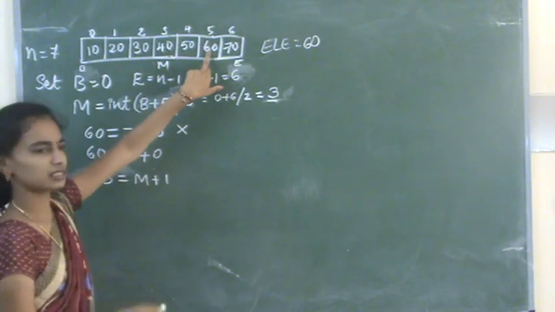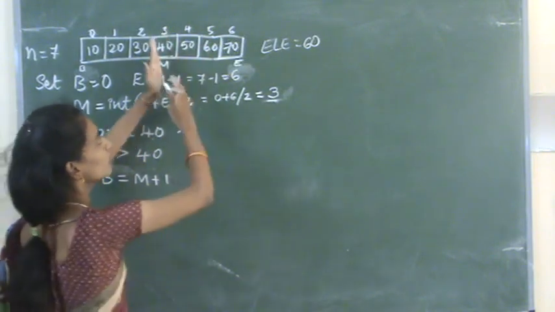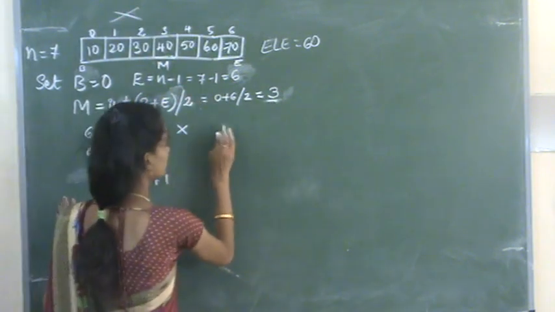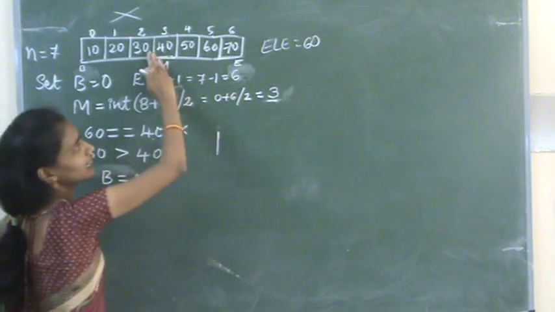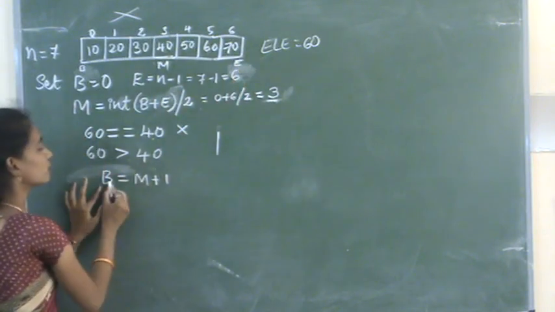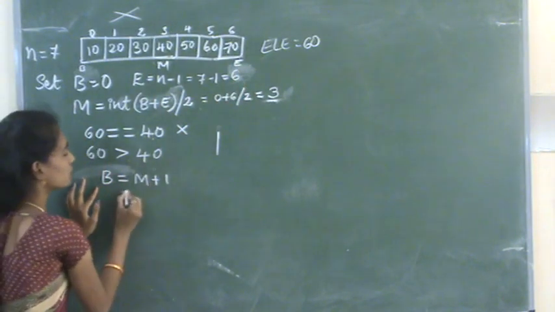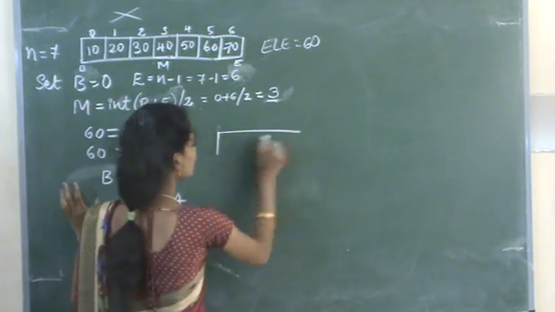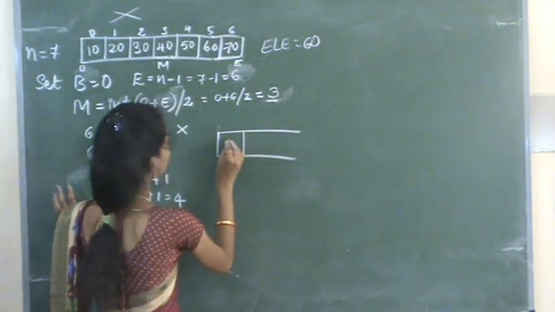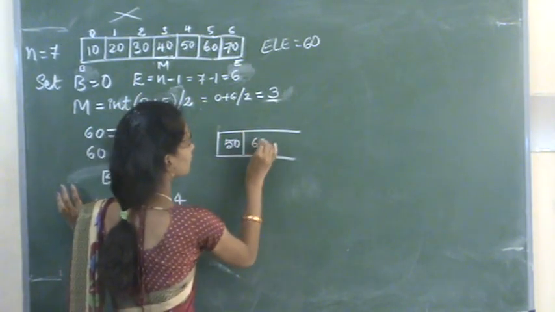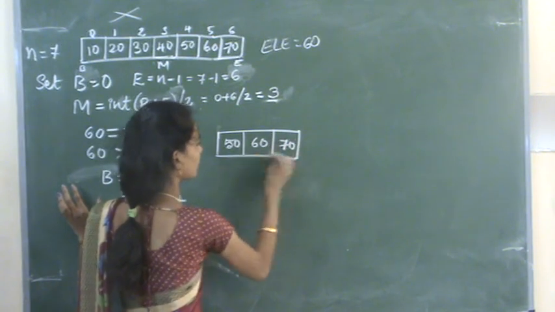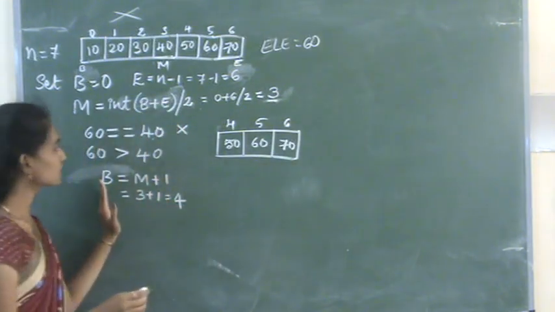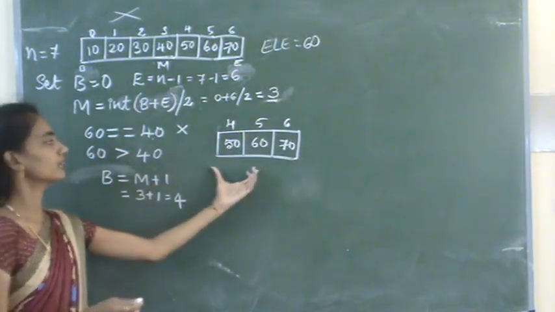So 60 is greater than 40. So for that we are going for the right part. We are not considering this left part. Now the array becomes, so if we are considering the right part, we will change the beginning. Okay. So now this becomes 3 plus 1, that is 4. Now the array becomes 4, 5, 6. So after dividing the array, we will get this array.